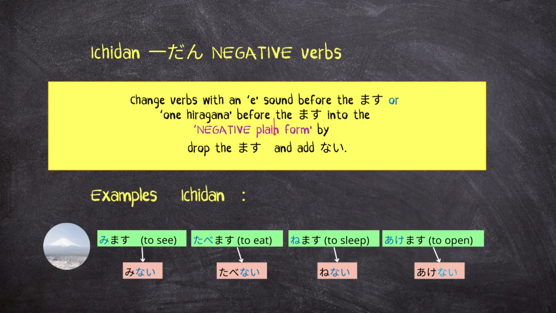Tabemasu, to eat. We simply drop the masu after the e sound and put nai. Tabenai. Nemasu will become nenai. Akemasu. We are going to drop the masu and it becomes akenai, to not open.